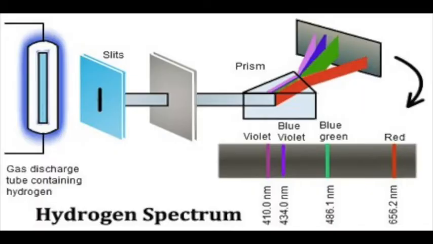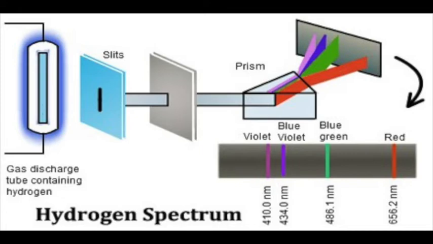So, how do we find it? First, light goes through a gas discharge tube containing hydrogen. It gives out a certain kind of glow or light. This glow goes through the slits and onto the prism. In the prism, this light divides up into multiple colors. As you can see, there are violet, blue-violet, green-blue, and red. And all of those colors correspond to their specific wavelengths.